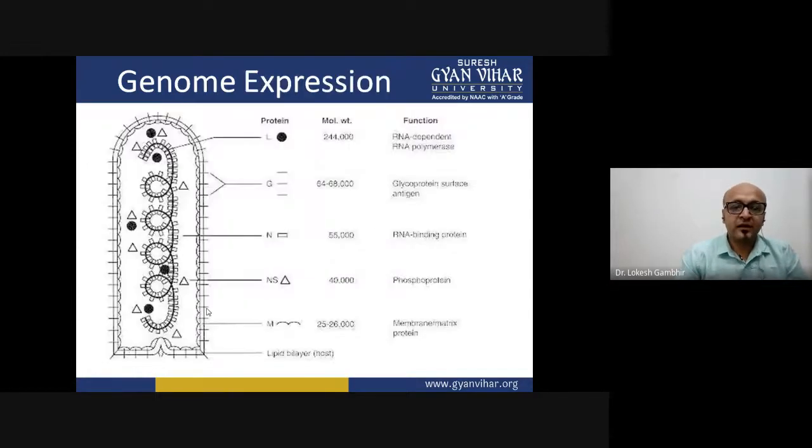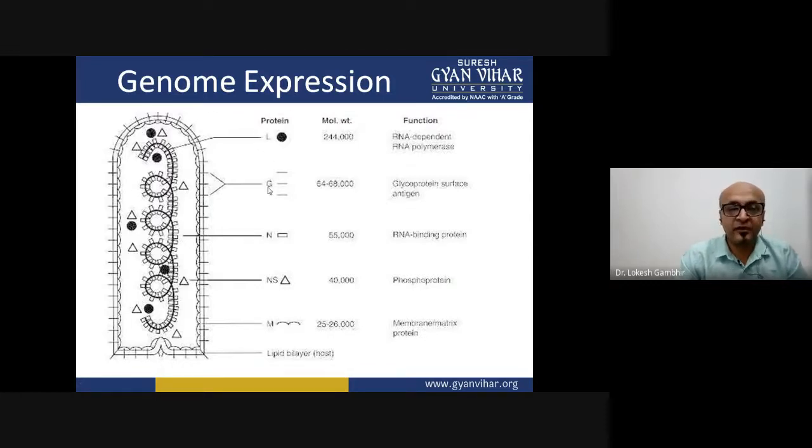So this is about the genome, and when we look at the particular structure, the 5 different proteins, what are those 5 different proteins? Those proteins are named based on the genome sequence. See, there is L. L is what? L is RNA dependent RNA polymerase. As I told you, it's the largest segment of that particular genome.